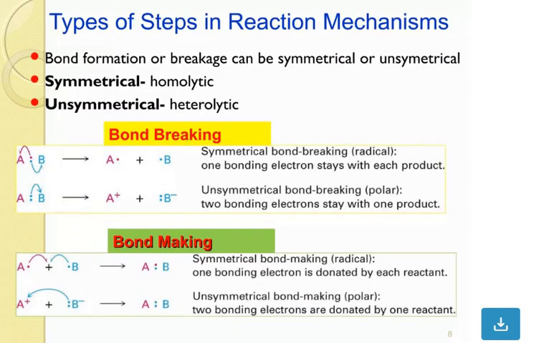Bond formation or breaking can be symmetrical or unsymmetrical. Symmetrical means homolytic, unsymmetrical means heterolytic. You can see bond breaking: symmetrical bond breaking gives radicals, one bonding electron stays with each product. Unsymmetrical bond breaking is polar, two bonding electrons stay with one product. Bond making: symmetrical bond making gives radicals, one bonding electron is donated by each of the reactants. You can see in this example.